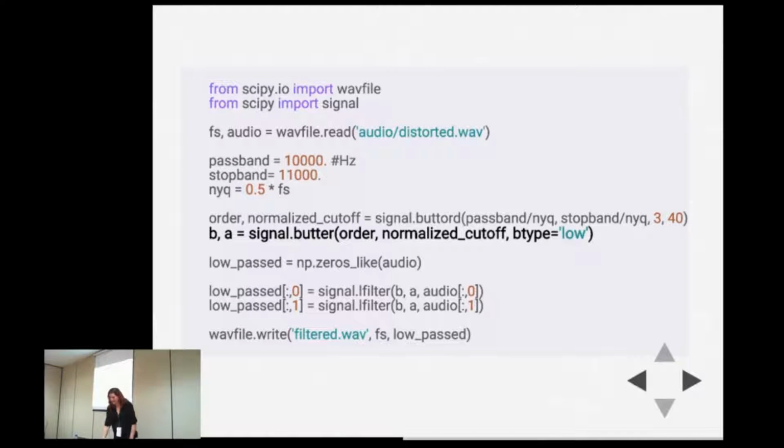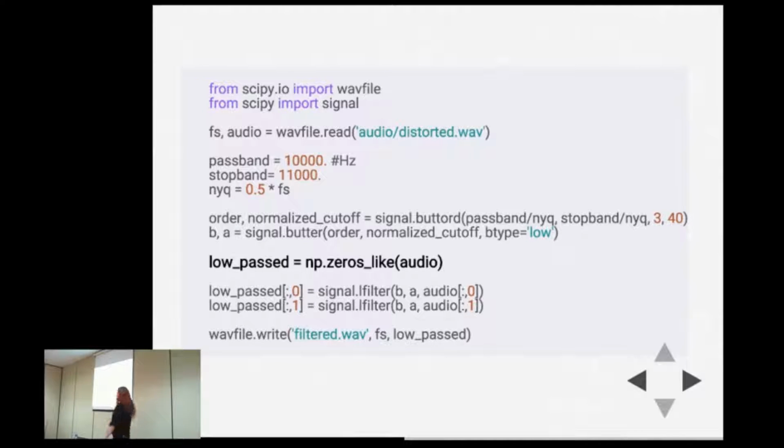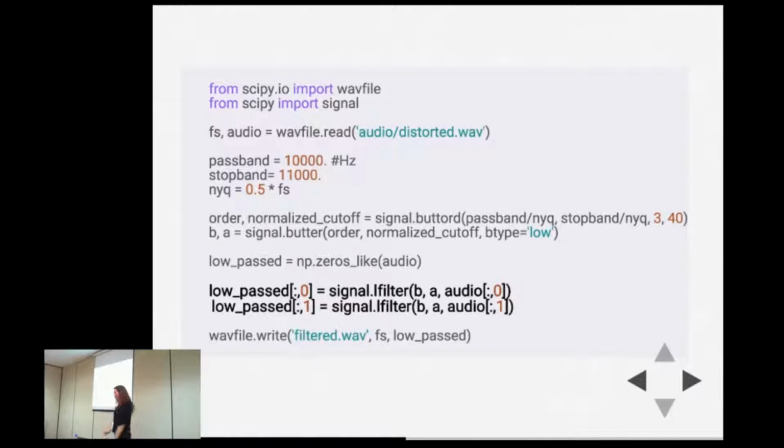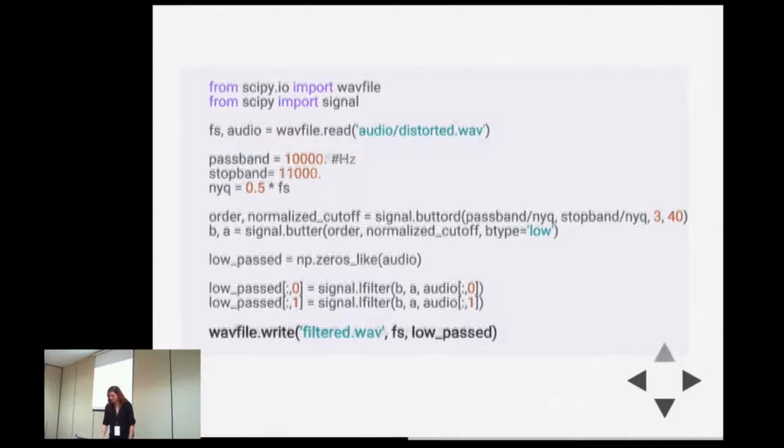I'm also going to create a new, empty signal to hold where the filter signal is going to go. And because it's stereo, I'm going to put the coefficients into this L filter, which is our function for applying the filter from the signal library. And then I'm going to write it back out to file.